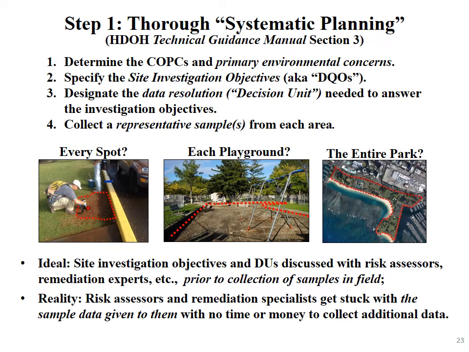In step 1, you go through a thorough systematic planning process, as we discussed in section 3 of our technical guidance manual. Step 1 is to determine the contaminants of potential concern and your primary environmental concerns. Are we more concerned about direct exposure? Is it human health or ecological risk? Are we concerned about leaching hazards or vapor intrusion? All this soil vapor data is much better to assess that, or other types of environmental concerns. Then you develop site investigation objectives. What are the specific questions that you're asking for this site?